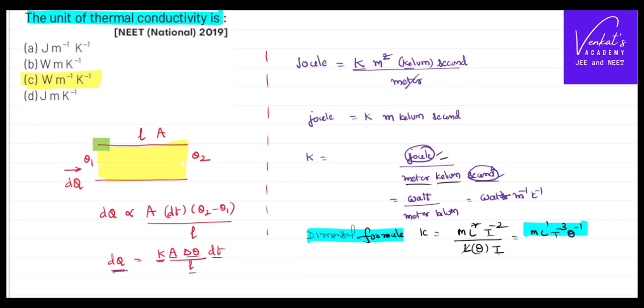So what is the coefficient of thermal conductivity? It's actually a measure of the ability of a conductor to pass heat through it. The higher the value of K, the more easily it passes heat through it. That's how we can find out the coefficient of thermal conductivity.